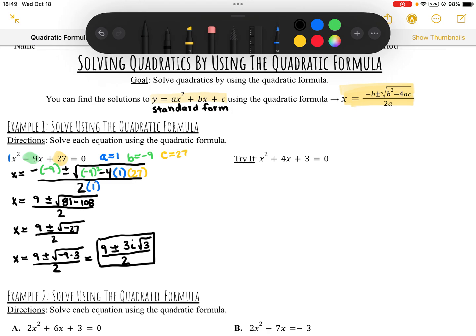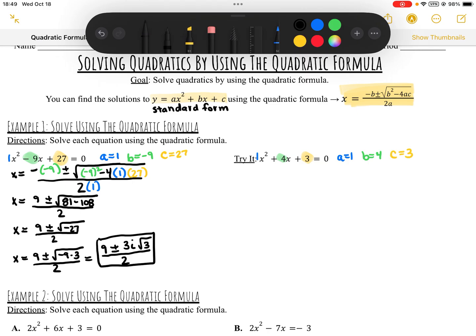There's a try it problem for you. X squared plus 4x plus 3 equals 0. So go ahead, take a moment, pause the video, and then resume when you're ready to check your answer. So a here is going to be 1. B is 4, and C is 3.